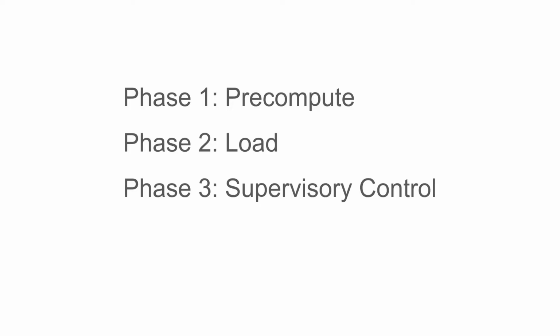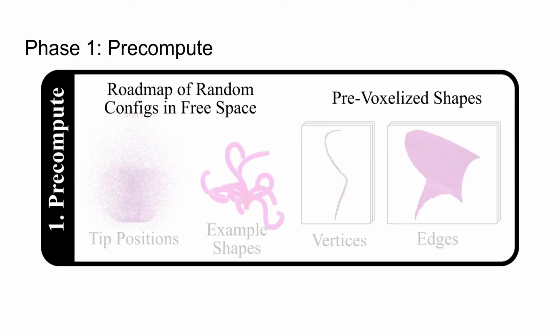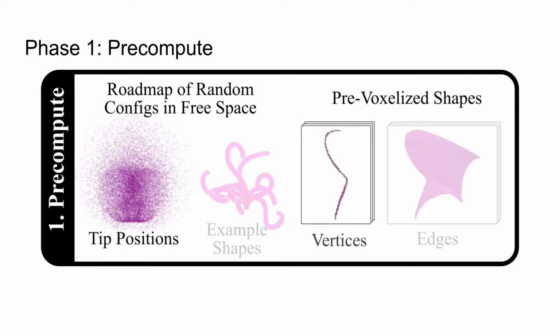Our motion planning method is divided into 3 phases: precompute, load, and supervisory control. The precompute phase randomly samples many configurations and connects them together to form a roadmap suitable for planning. For each configuration, this roadmap stores tip positions and the robot's voxelized backbone shape.